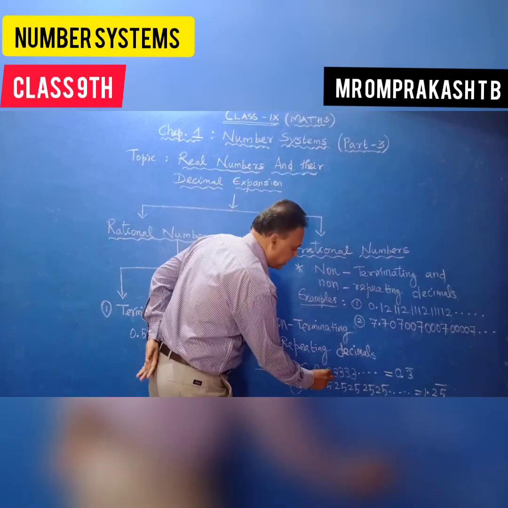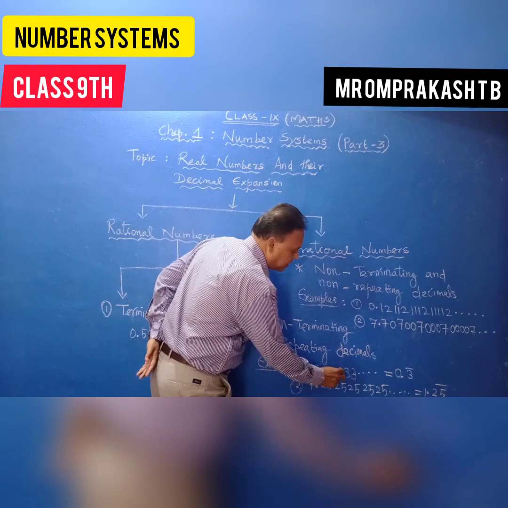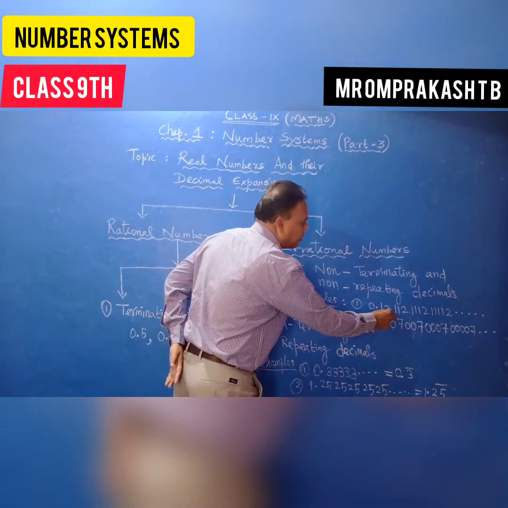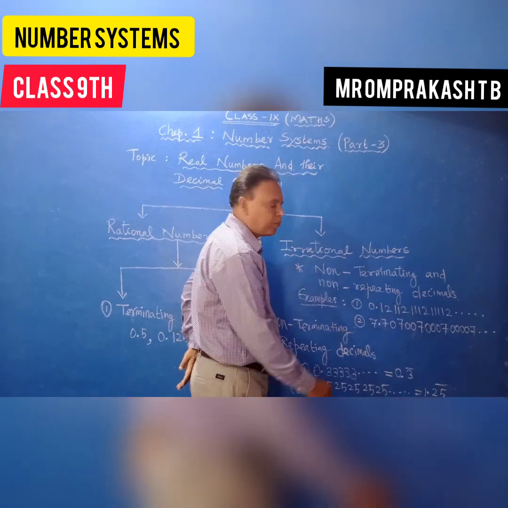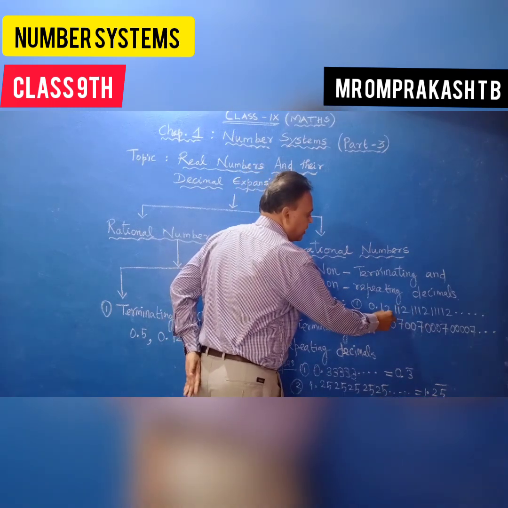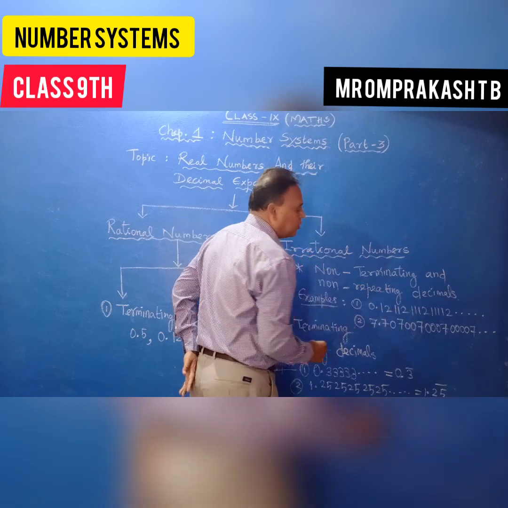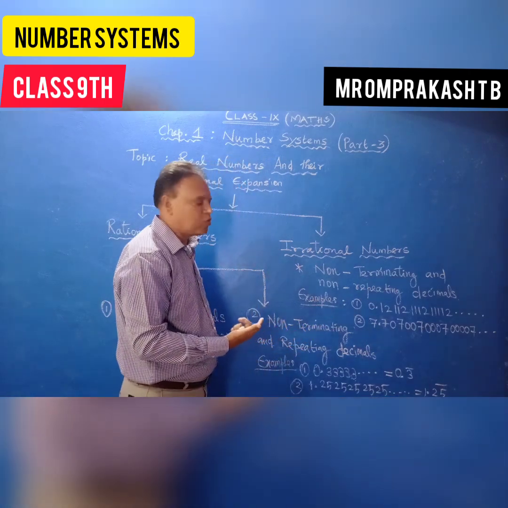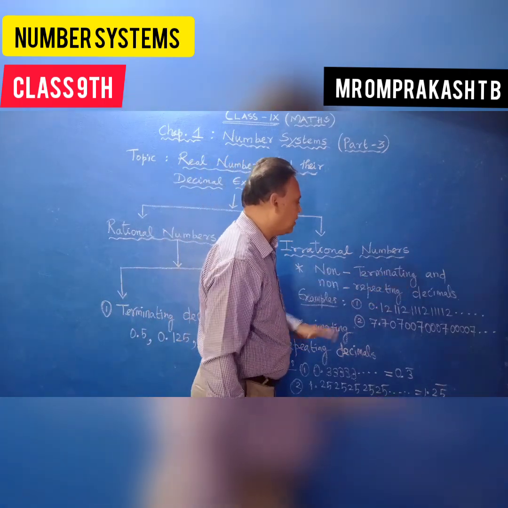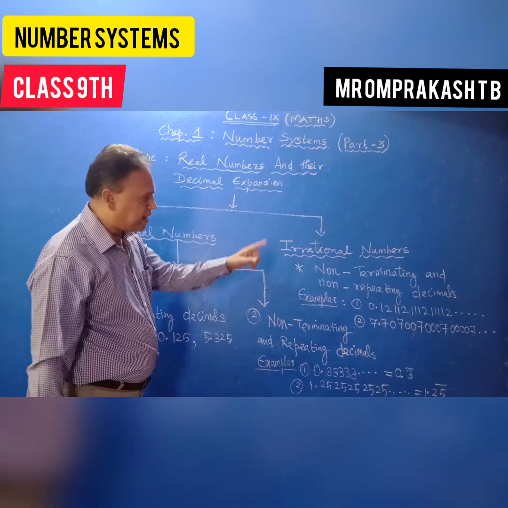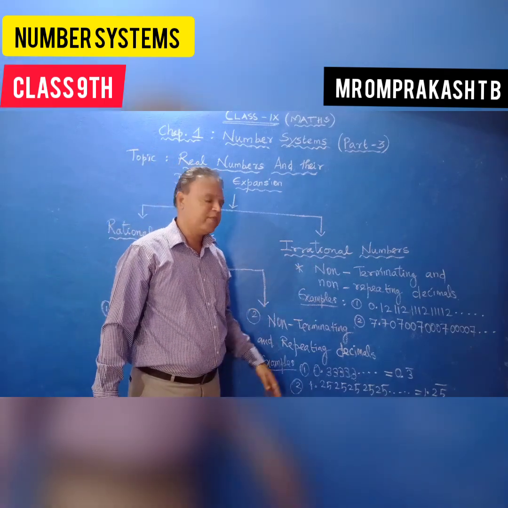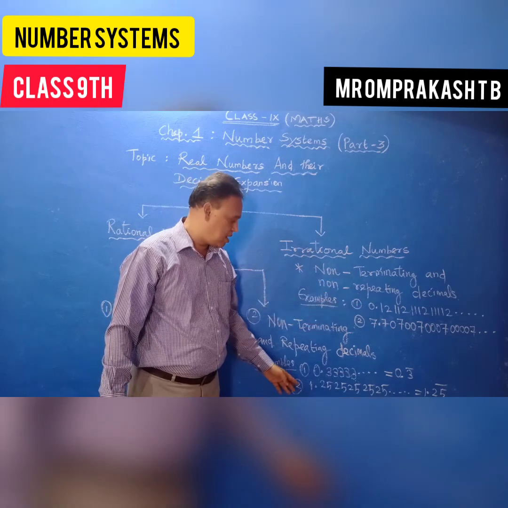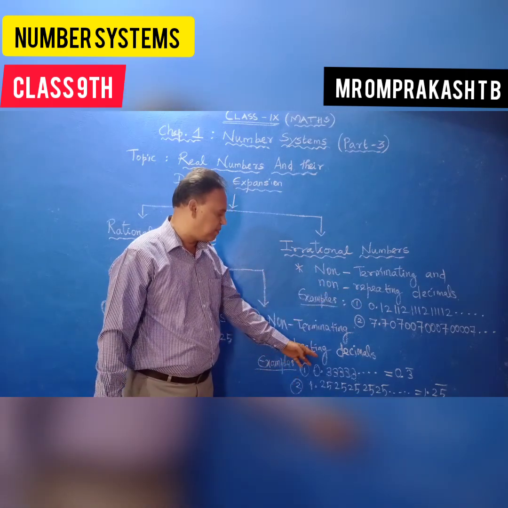Repeating means the same digit or the same group of digits should repeat. But here you will not have this type of group. 1 2 is not repeating next time, 1 1 2 is there, then 1 1 1 2 is there. You will not find any group. So it is non-terminating and non-repeating decimals. We also say recurring and non-recurring, same meaning. Non-repeating, then repeating means recurring.